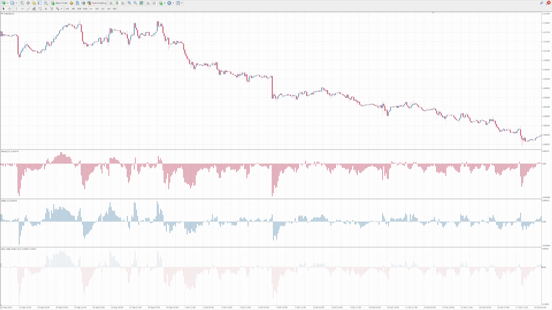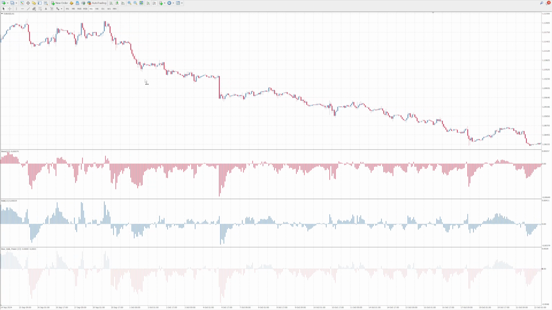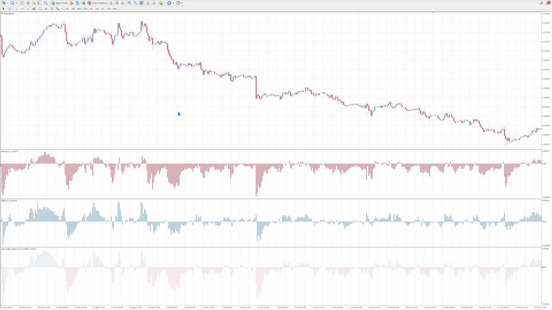Welcome to my video on the order flow indicator for MT4, the MetaTrader 4 platform, which you can see here. This order flow indicator strategy uses a combination of indicators to show you the order flow, or the market flow, in terms of bears, aka sellers, and bulls, aka buyers. We have three indicators here below the chart.